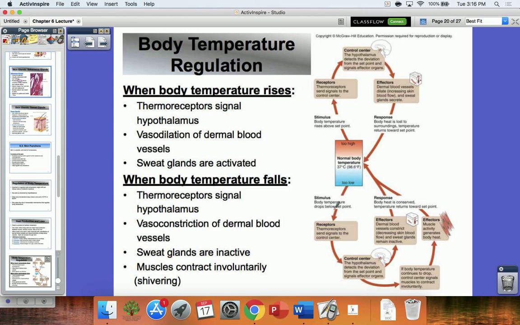If we're too cold, we know that we're going below the set point. The hypothalamus realizes something is wrong. Skeletal muscles will be activated. They'll start to contract. Also, dermal blood vessels will be constricted. We'll also have sweat glands that are going to be inactivated, and we'll be back to our set point so that we can regulate homeostasis.